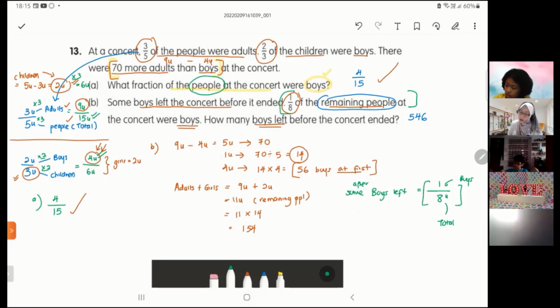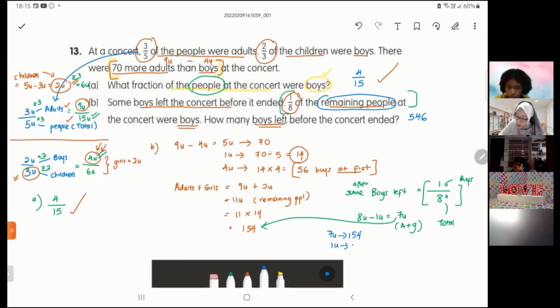So how many boys left? We must find out, right? From here, I can find out the remaining people. 8 units minus 1 unit. Talking about the adults and girls, this will be 7 units. This is my adults plus girls. There's no change for adults and girls because they did not go anywhere. Only the boys left. So 7 units is 154.